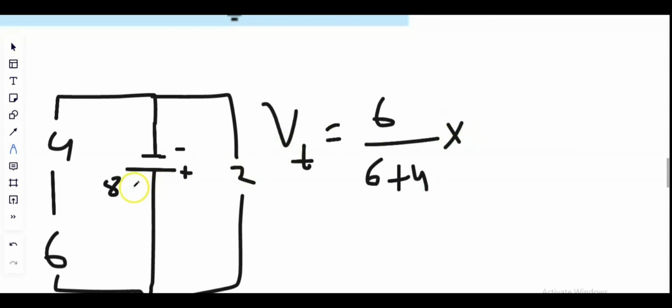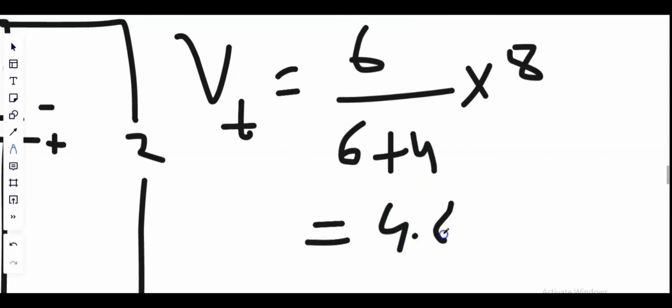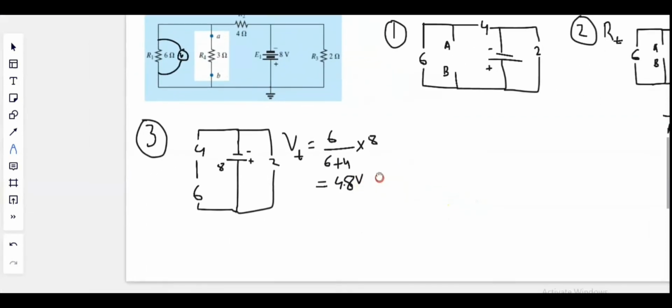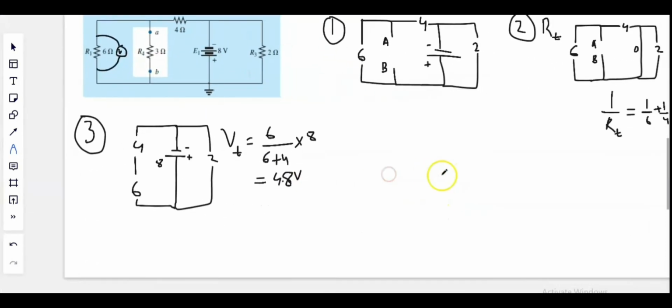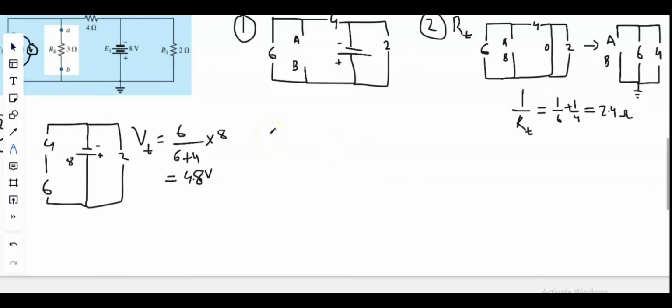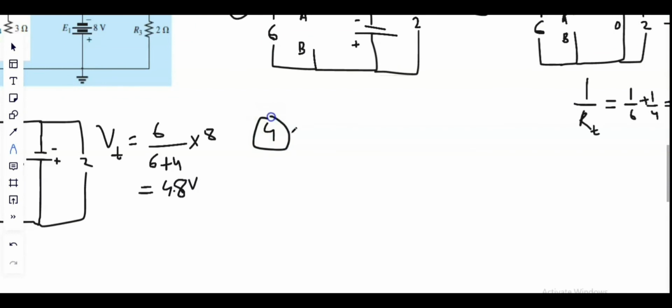What is the total voltage? The total voltage is 8. It's 6 times 8 divided by 10, which gives us 4.8. So we got our Thevenin voltage, which is 4.8 volts. 4.8 volts. There you go. So we redraw our diagram. Step 4, we redraw our diagram.